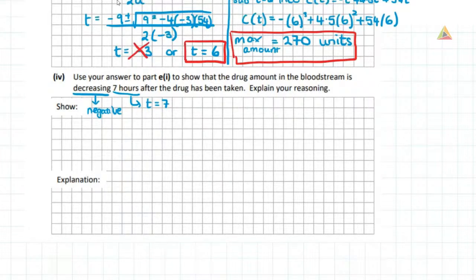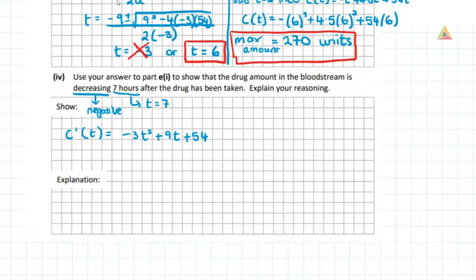So what we're going to be doing here is using our C dash of t, because that's our rate of change. We're looking at the amount of drug decreasing, so we're looking at the change in the amount of drug that's there. So our C dash of t was minus 3t squared plus 9t plus 54.